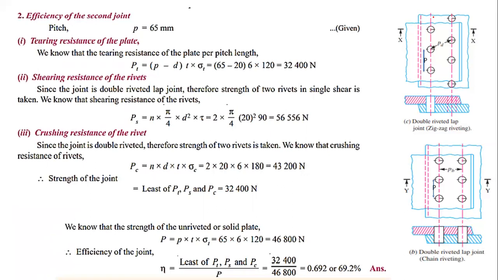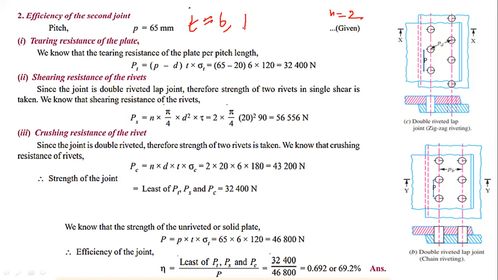Here you can observe there are two rows, so N equal to 2. N is the number of rows, so N equal to 2. And the thickness of the plate T equal to 6 mm.